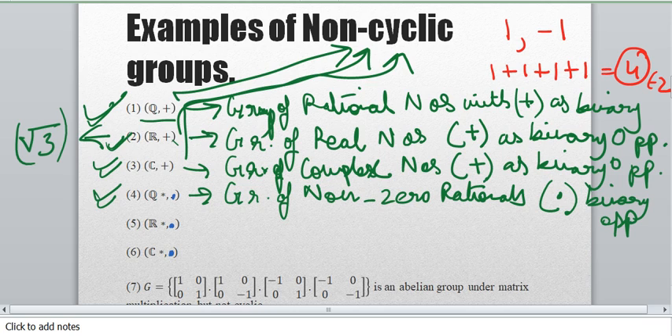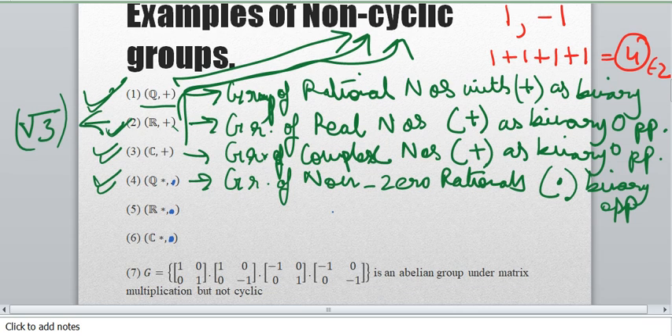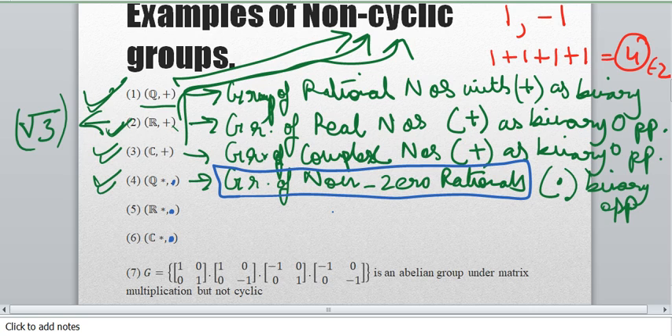The person who has made this presentation for you needed to put some other dot, but anyways, now it doesn't matter. We need to understand that Q star is a group of non-zero rationals. Did I say prime? Please get rid of that. It is non-zero rationals. So the non-zero rational numbers with multiplication as the binary operator is not a cyclic group.